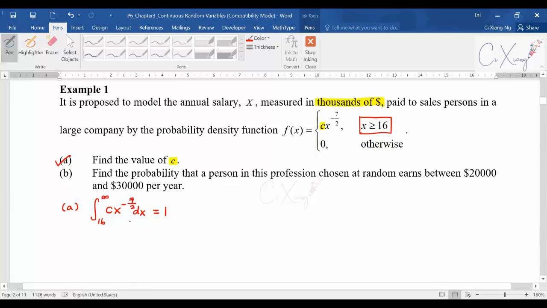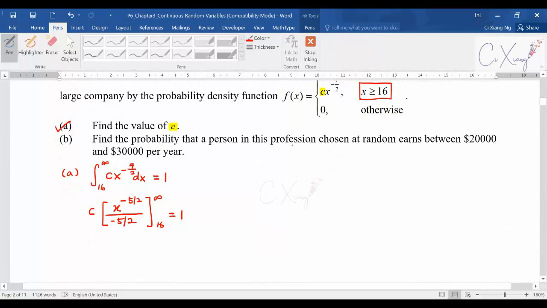And then you let it equals to 1 because you know that when you integrate this whole thing, the total area should be equals to 1. Okay, so again, remember this is the first property that we learned just now. Okay, so try to integrate this one. C is a constant. I will just copy it. How to integrate x power negative 7 over 2? So to integrate x power negative 7 over 2, you take power plus 1, which becomes negative 5 over 2, and then divided by the new power. So negative 5 over 2, and you let it having this infinity and also 16, and you let it equals to 1.